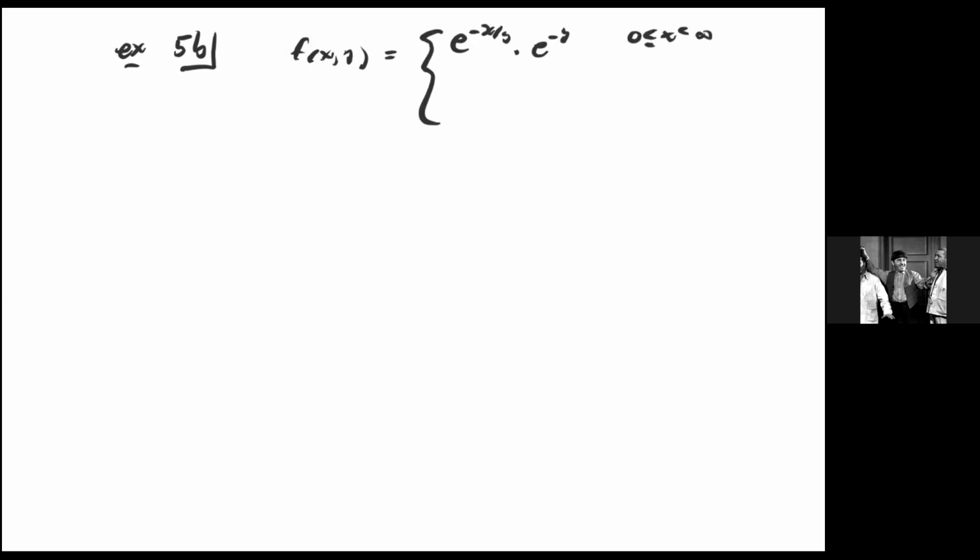So the other problem I'd like to do is example 5b in the text. This concerns the joint probability density function e to the minus x over y times e to the minus y, where x is between 0 and infinity, and y is between 0 and infinity. That's the first quadrant in the plane, and 0 everywhere else. Now, you could actually check that this is really a good joint probability density function.